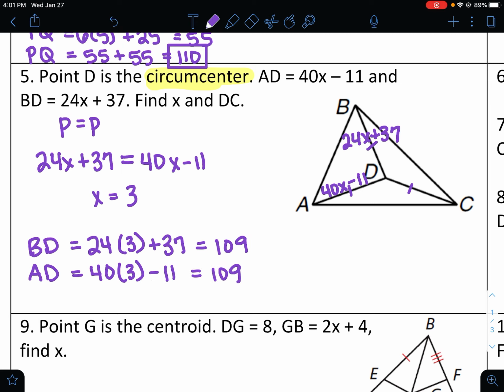And then the question's asking for DC or CD. And again, it should be the same as both of these. Okay, so it's still 109.